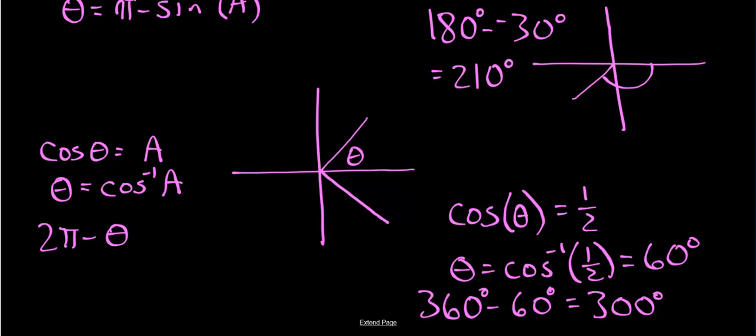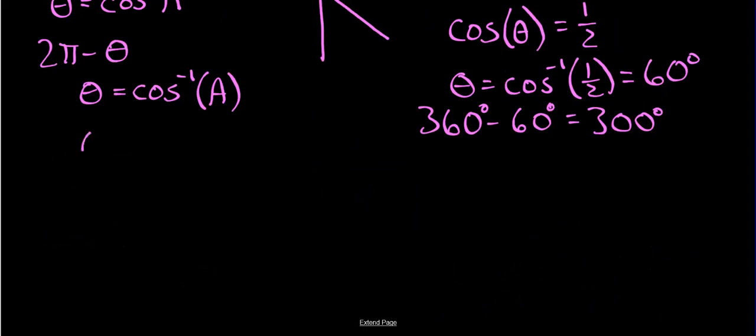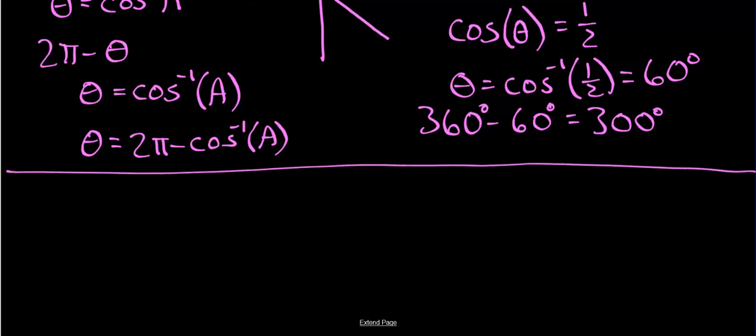So notice what we do. We get the inverse cosine. So theta is equal to inverse cosine of A, and theta is also equal to, well, 2 pi minus inverse cosine of A. Those are the two. Now, as far as tangent goes, let's take a look at tangent.